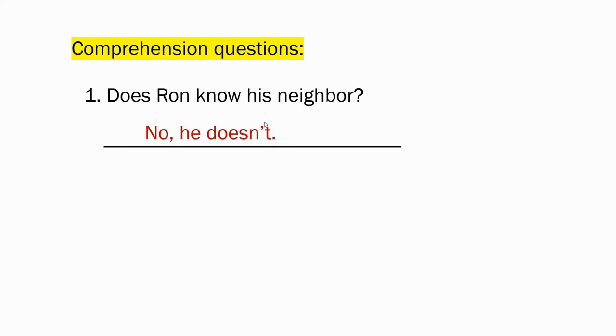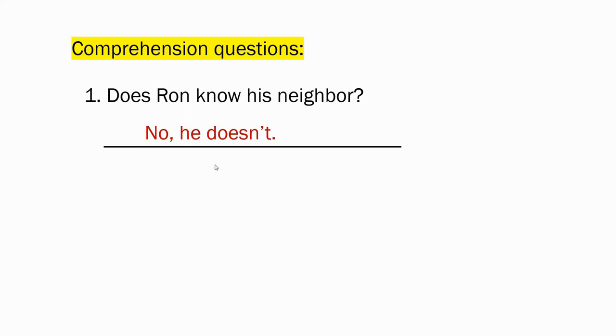Alright? And what happened to the letter that we omit? We replace letter O with an apostrophe. Alright? So this is a negative sentence. No, he doesn't. We use does here because of our subject, which is singular, he, that refers to Ron.